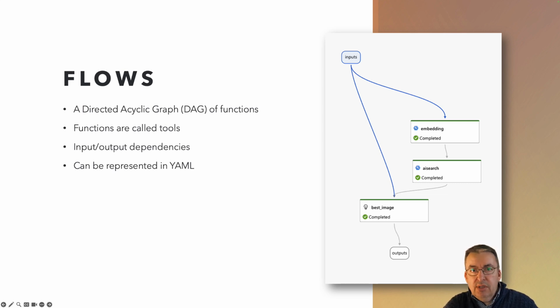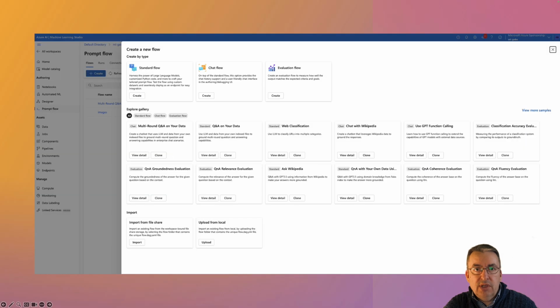Now, you can build these kind of flows using the Azure portal. Here you see an example, and there are basically three types of flows: a standard flow, a chat flow, and then an evaluation flow, which is used to evaluate other flows. And there are many examples as well that you can start from the portal.